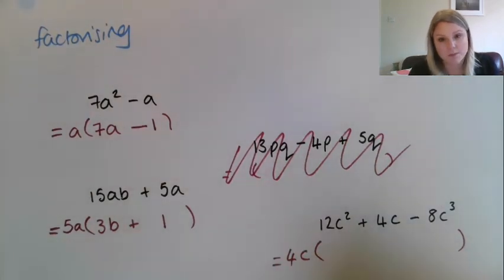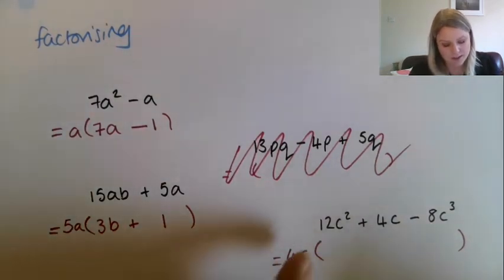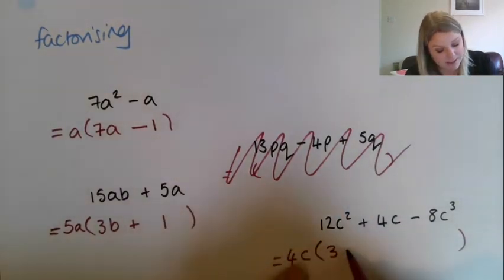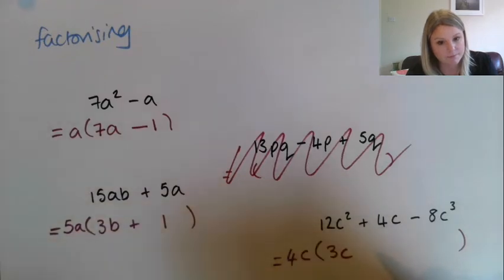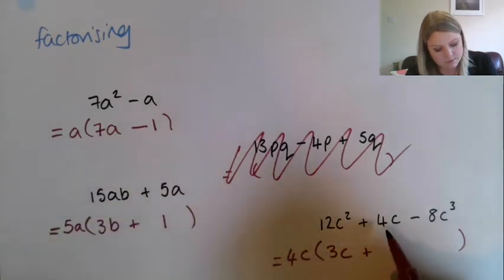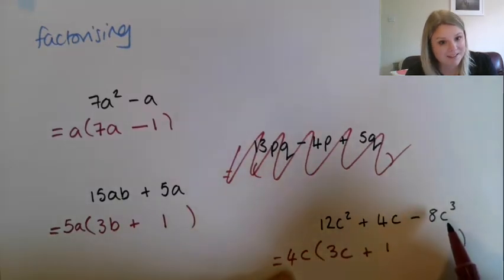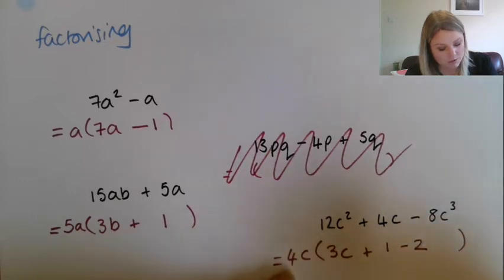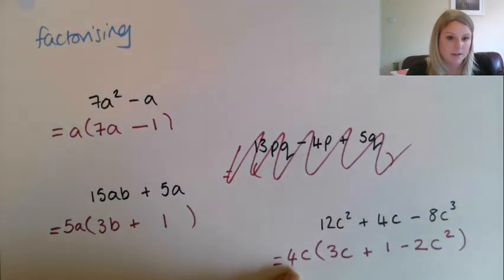And let's go one term at a time. So 4c has to be multiplied by what to give me this? 4 has to be multiplied by 3 to give me 12. C has to be multiplied by c to give me c squared. Okay, 4c, to get 4c, just multiply by 1. 4c to get minus 8c cubed. So 4 to minus 8 is going to be multiplied by minus 2. And c has to be multiplied by c squared to get us c cubed.